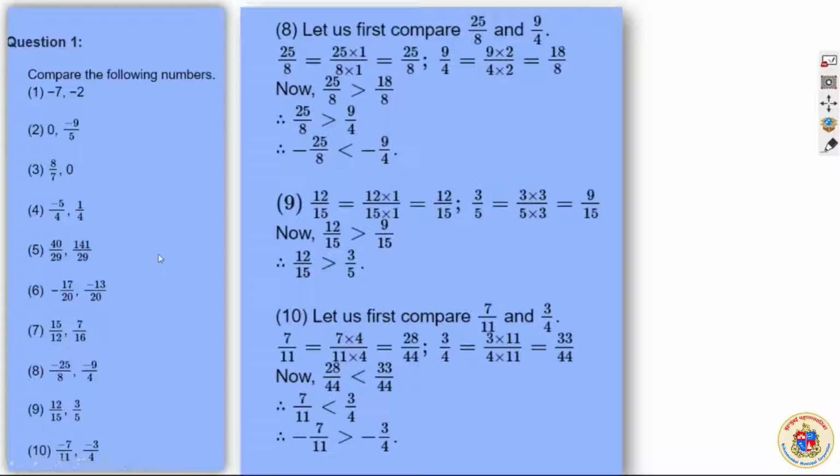Coming to the next one, compare the following numbers. When a comparison of numbers comes in the case of number line, basically you should know that 0 to the right it is positive numbers, to the left it is negative numbers. Always on a number line from left to right the value of the number increases. These 2 points you should keep in mind while answering this.